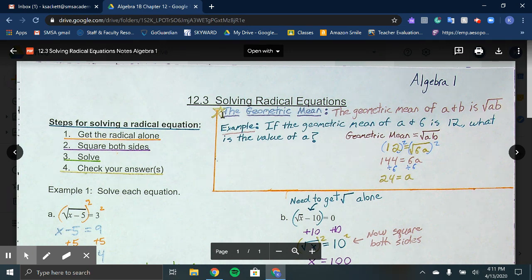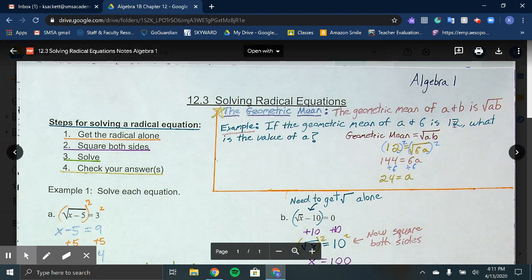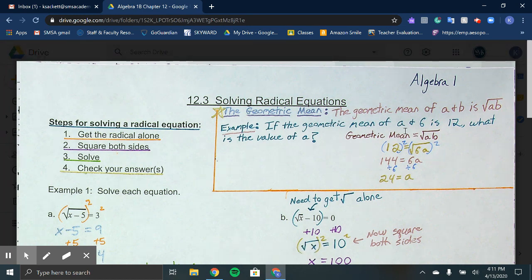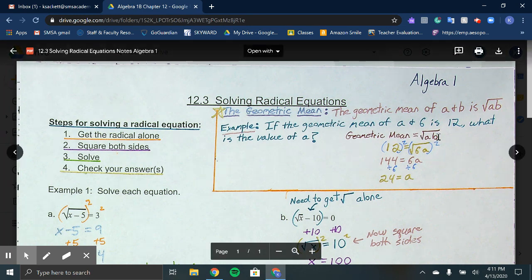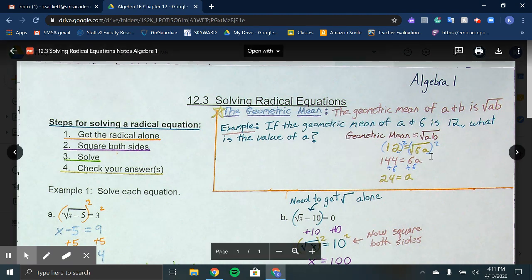So an example: if the geometric mean of a and 6 is 12, what is the value of a? So we know a geometric mean is the square root of a times b. Well, I know it is 12, so 12 equals the square root of 6a. Then we need to solve the radical, so square both sides. 144 equals 6a. Divide both sides by 6, and a is 24.